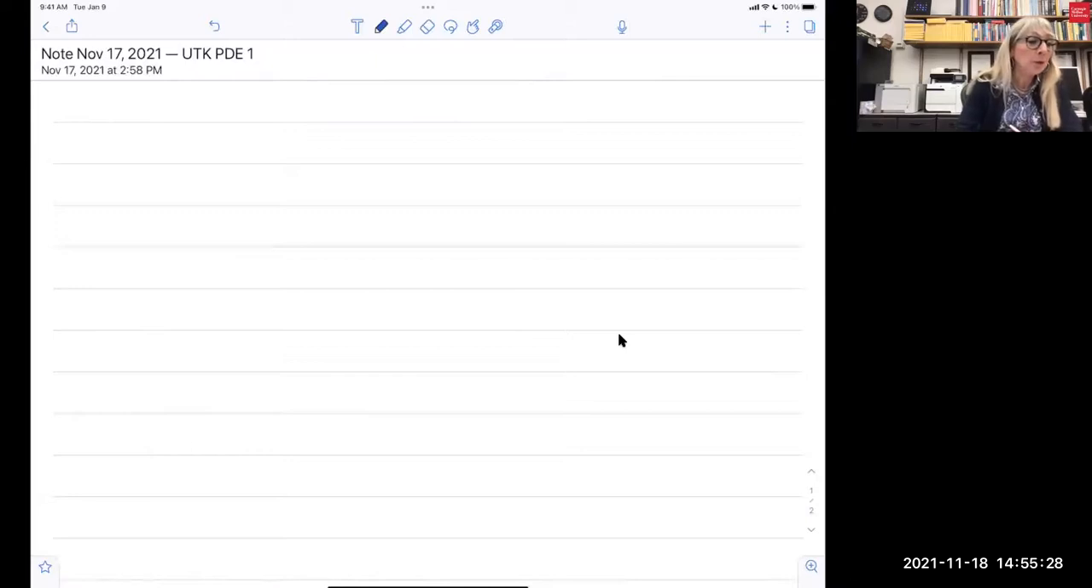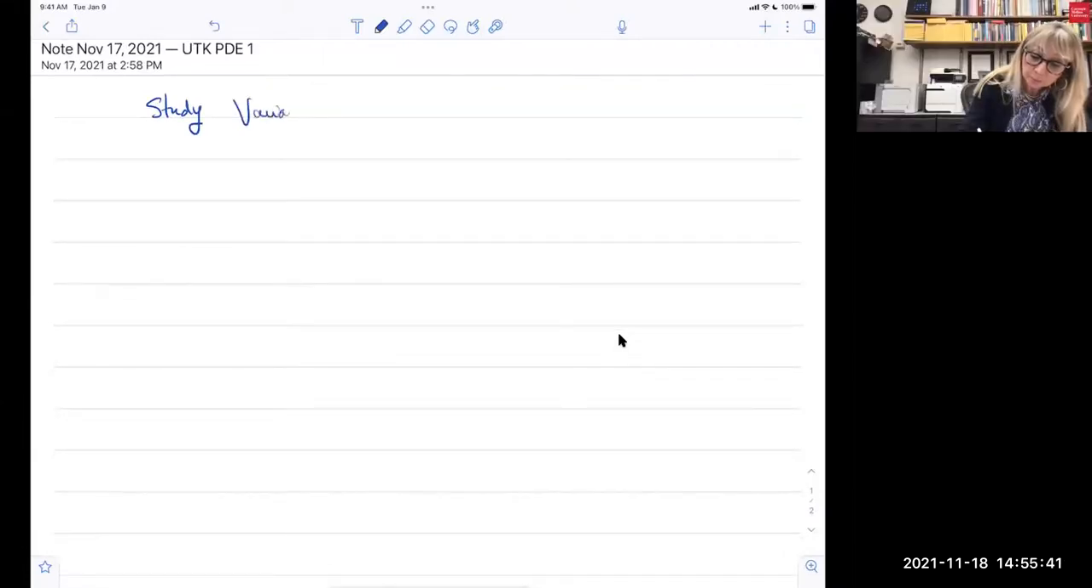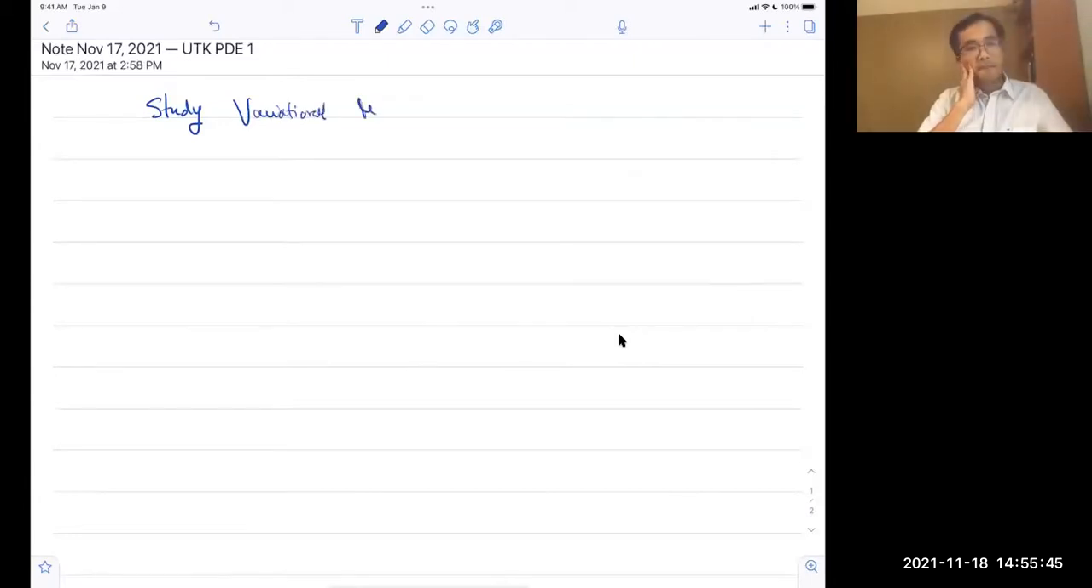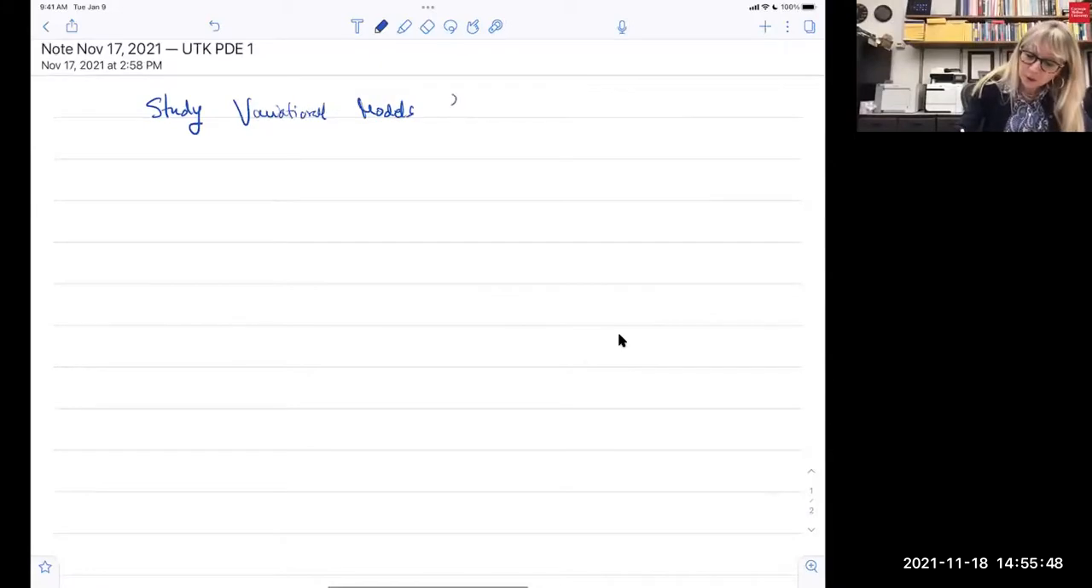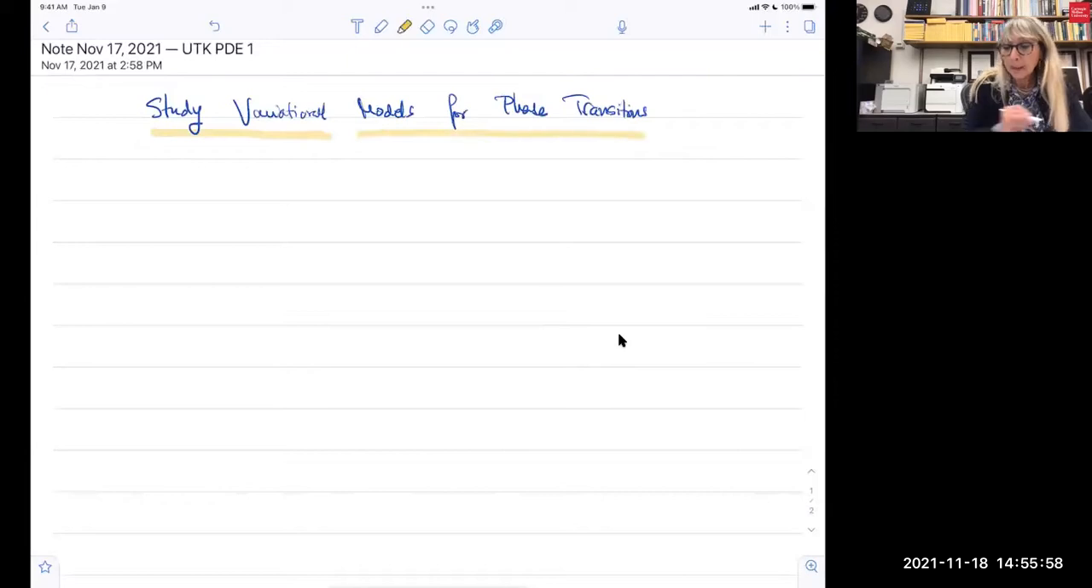So basically what we're going to do here is to study, can you see well my writing? Is that okay? Yes. So we are going to study variational models for phase transitions. And underlying this study will be a notion of convergence of energies, which we are going to go quite thoroughly through, that notion, which is called gamma convergence.